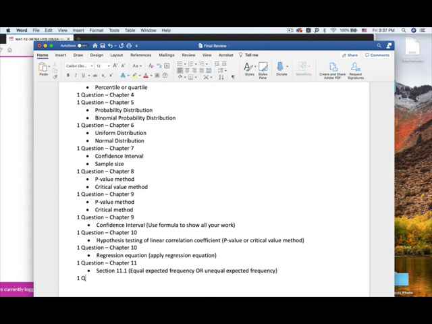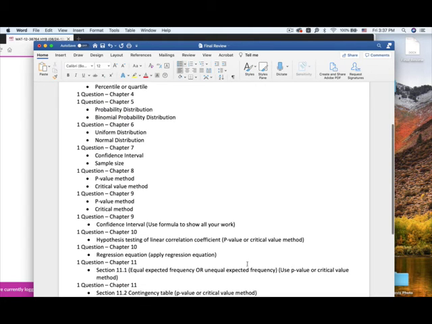And 1 question that is also from chapter 11. That will be section 11.2 about the contingency table. You need to know how to use the p-value method or critical value method. Okay, same idea for section 11.1 here. Okay, use p-value method or critical value method.